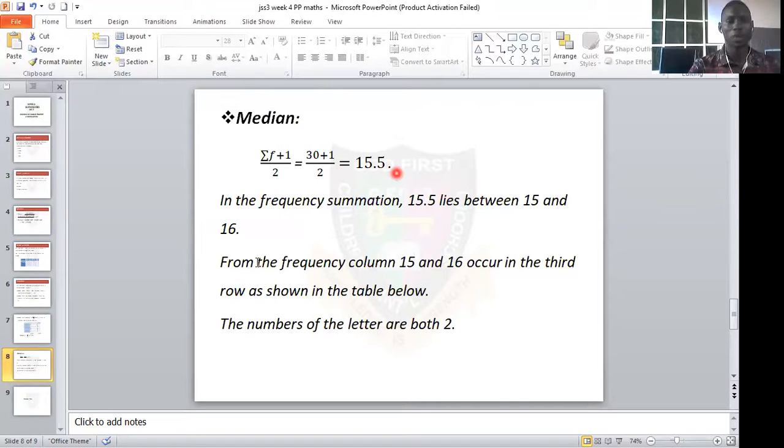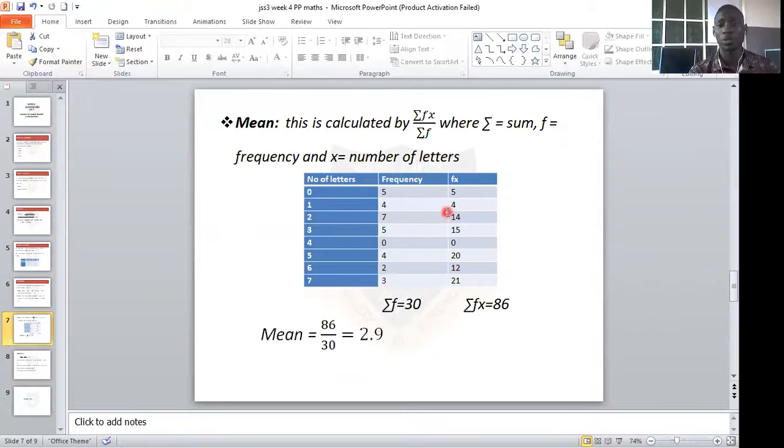So let us go to our frequency table. So you want to get your 15.5. This is how you go about it. I explained this last time. So you have frequency 5 plus 4 is 9. Anything from 0 to 5 falls under 0. Anything from 6 to 9 falls under 1. 9 plus 7 is 16. Any figure from 10 to 16 falls under 2.